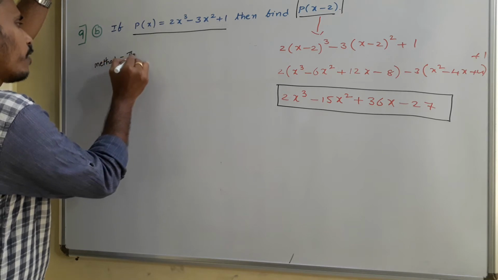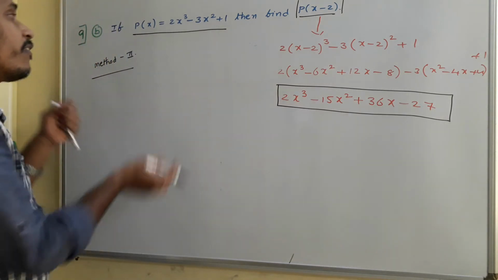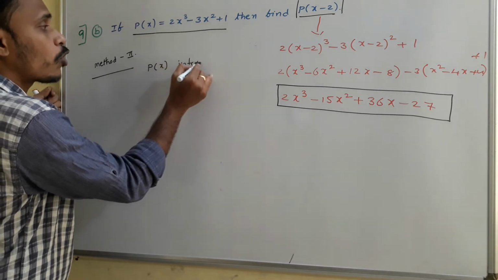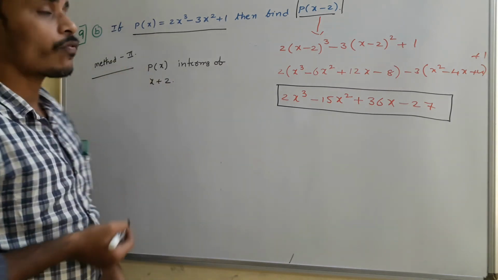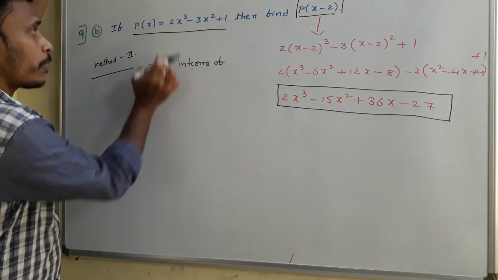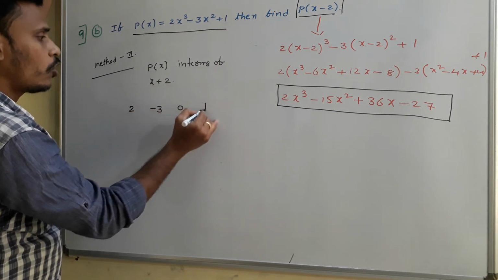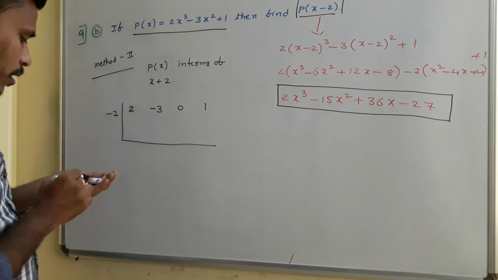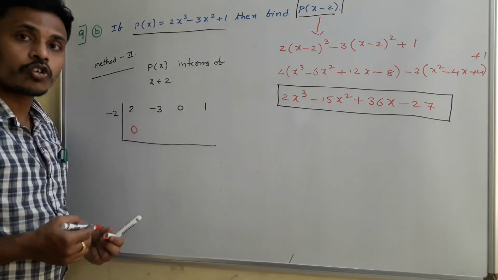So in method 2, first of all, we need p of x minus 2. First of all, what I do is, I will find p of x, but in terms of x plus 2. Then I will try to find p of x minus 2. So to find p of x in terms of x plus 2, you just take these coefficients 2, minus 3, since x is not there 0, and the constant is 1. And since we are dividing with x plus 2, take minus 2 here. Since here it is minus 2, how to proceed? You just start with 0 here.